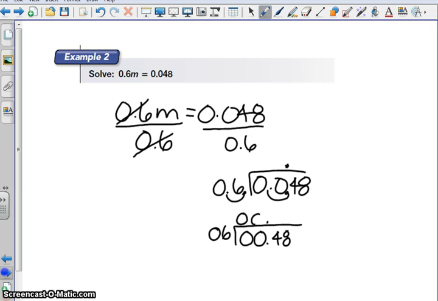6 goes into 48 8 times. And we get it, so m equals 0.08 or 8/100.